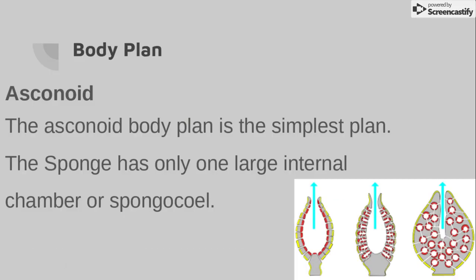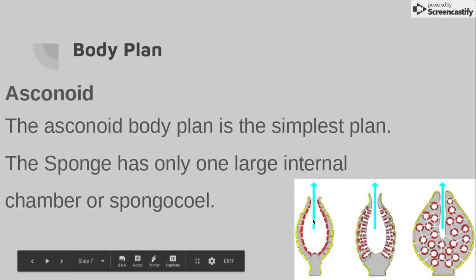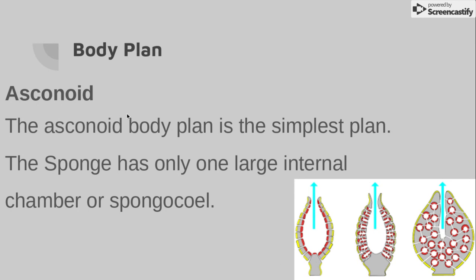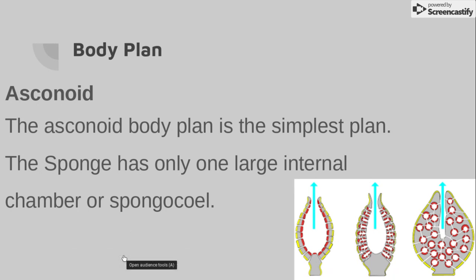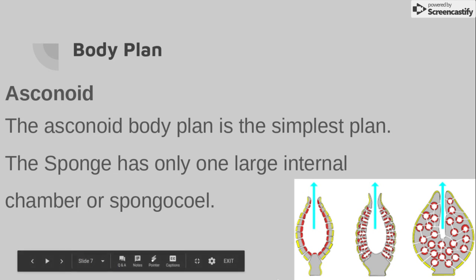Body plan. They have three types of body plan. This is the first one I'm going to be talking about, then the second one, and the third one. The first one is this word. The asconoid body plan is the simplest plan, right here. The sponge has only one large internal chamber, or spongocoel, which is right here.